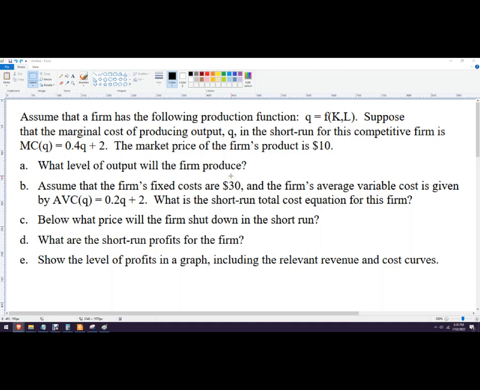Let's work with this problem to get at how many products should be produced, what is the short run cost equation for the firm, and what's the shutdown point. Or shutdown price, actually. The first thing we want to do is recognize what kind of market this is in.